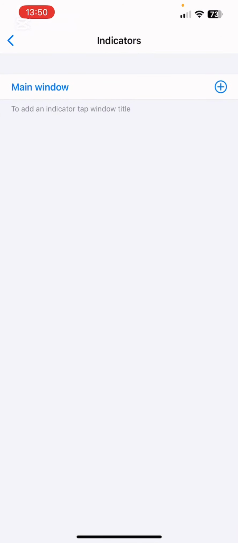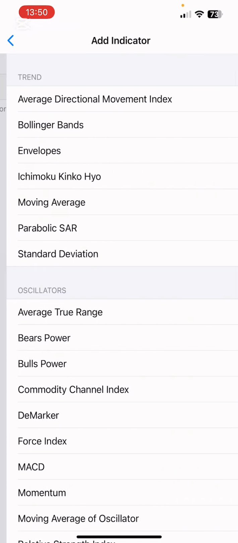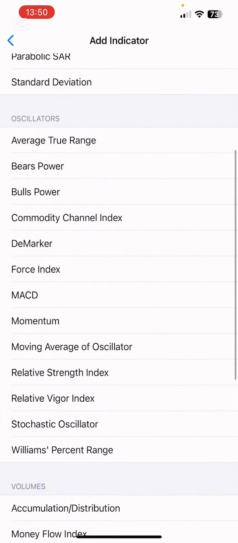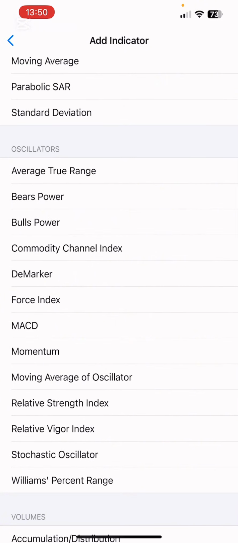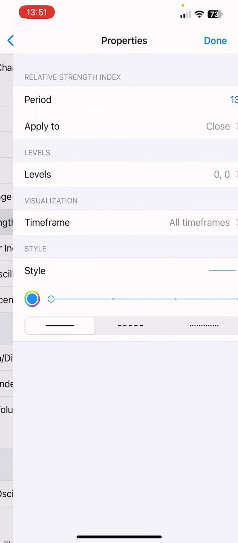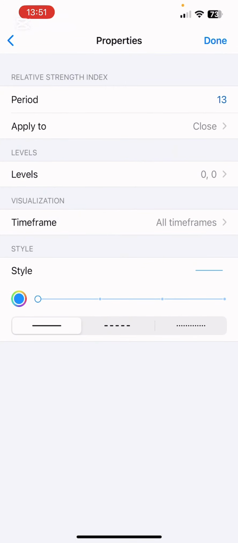The first indicator which we are going to add is called RSI, the relative strength index. The name of the strategy is the sniper entry strategy. Very easy. You come to main window, and look for an indicator called RSI. When you come to oscillators, you scroll down and you are going to see relative strength index. You tap this one, and you are going to now customize this.